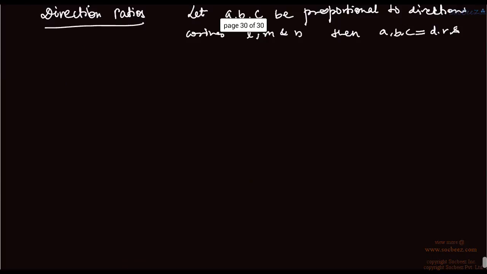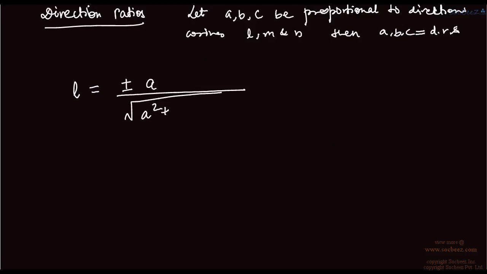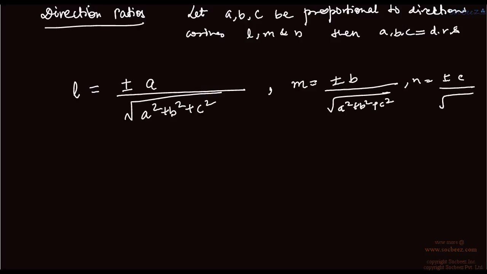Then we have the next formula, connecting the direction ratios and direction cosines. First of all, L is plus minus A divided by root of A square plus B square plus C square. Similarly, M will be plus minus B divided by root of the same. These are all symmetric. And N will be plus minus C divided by root of A square plus B square plus C square. Now, this is the relation between the direction cosines and the direction ratios of a vector.